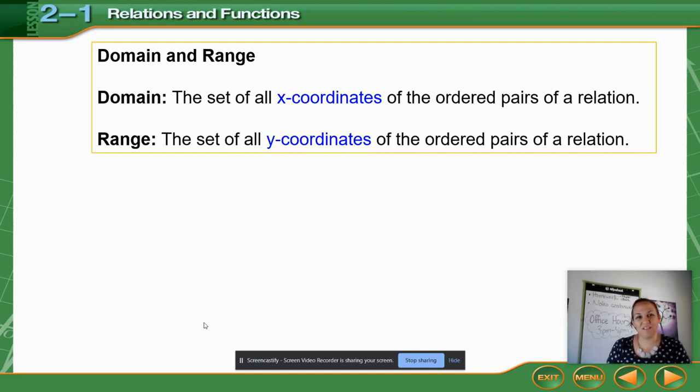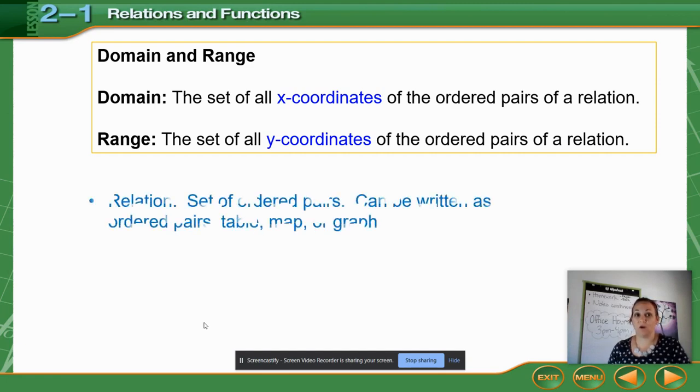But not everything today will be a graph. Today, we're dealing with something called relations. In relations, the most basic definition of it is that it is a set of ordered pairs. So we will not just be dealing with graph pictures, we also will have a set of ordered pairs, so just a bunch of ordered pairs written in a row.